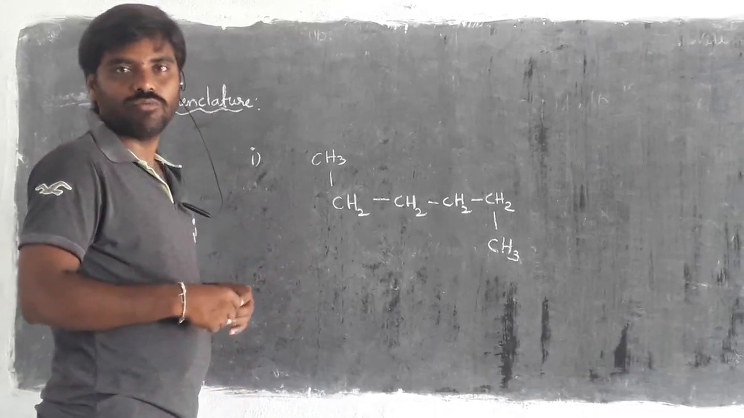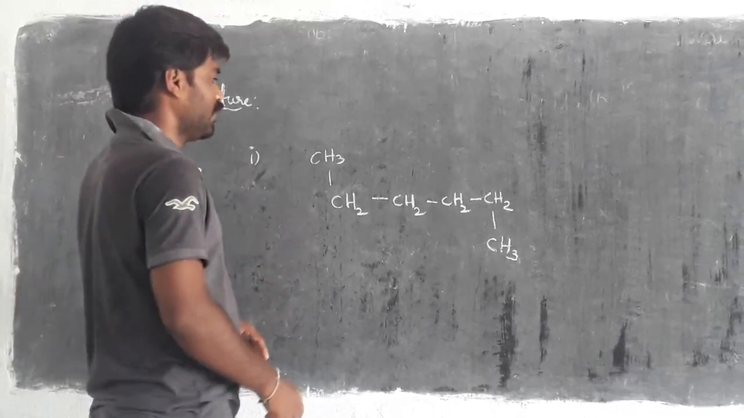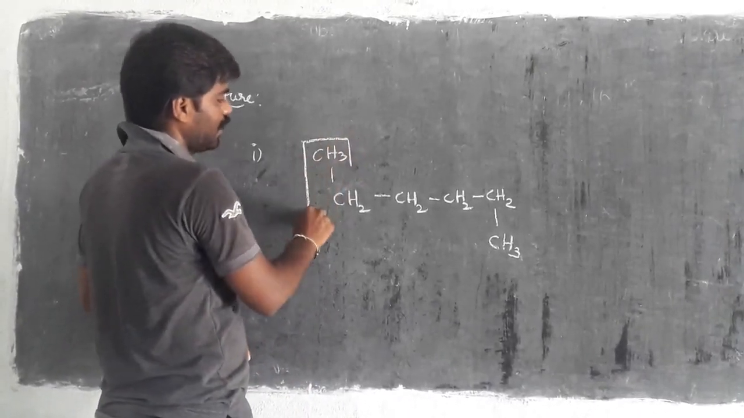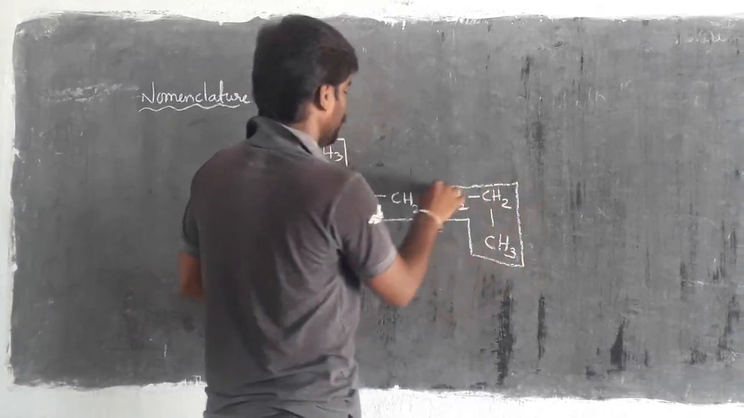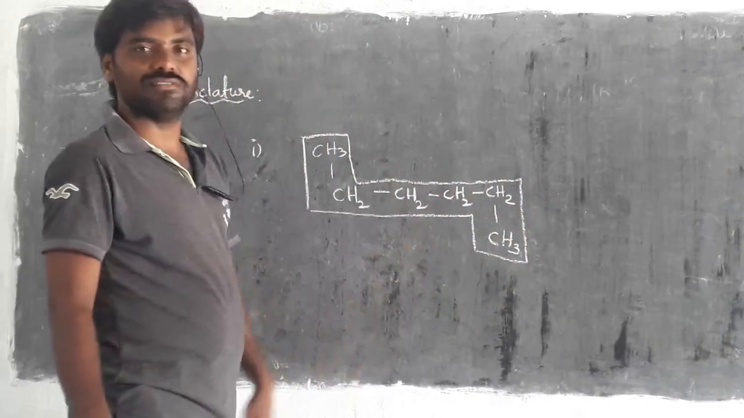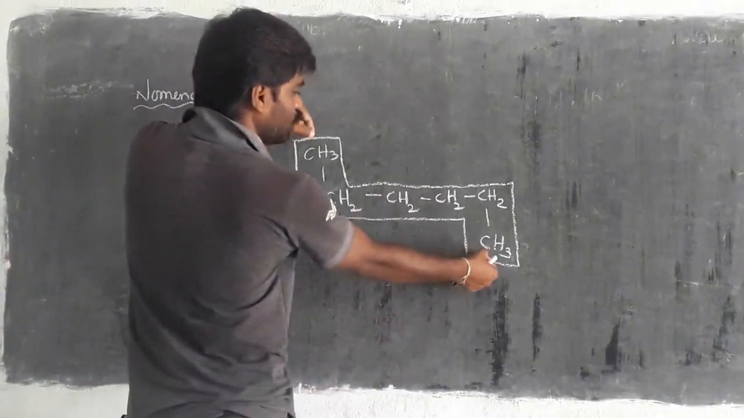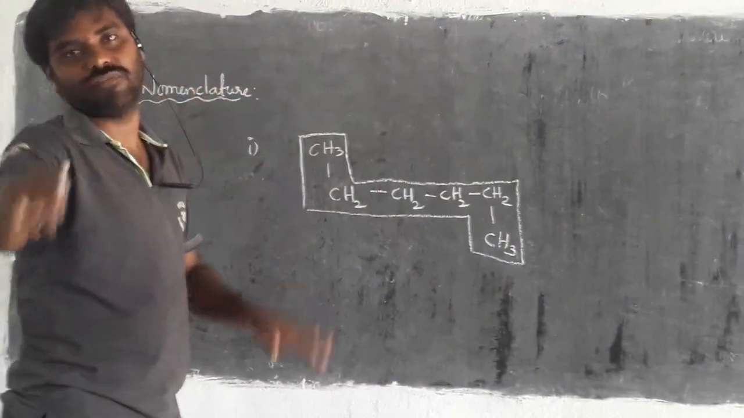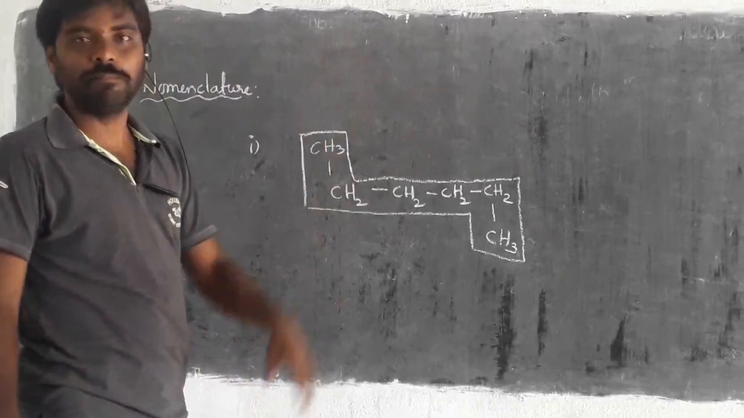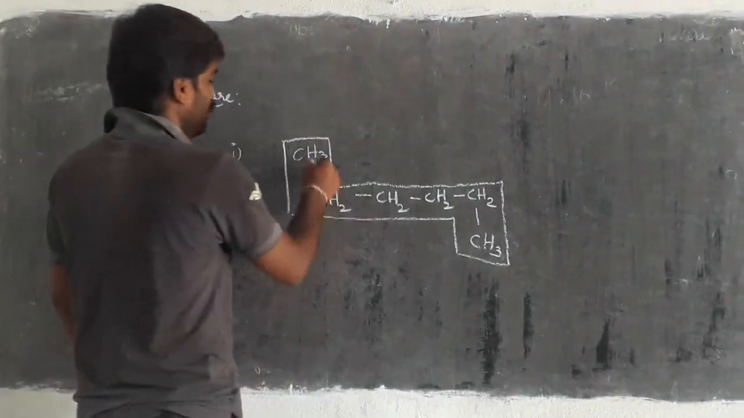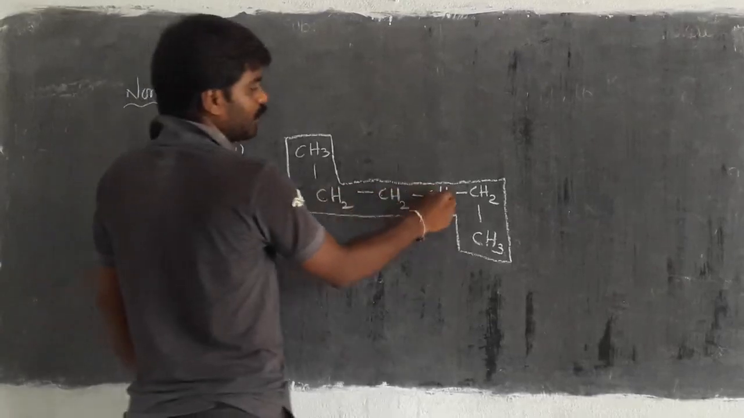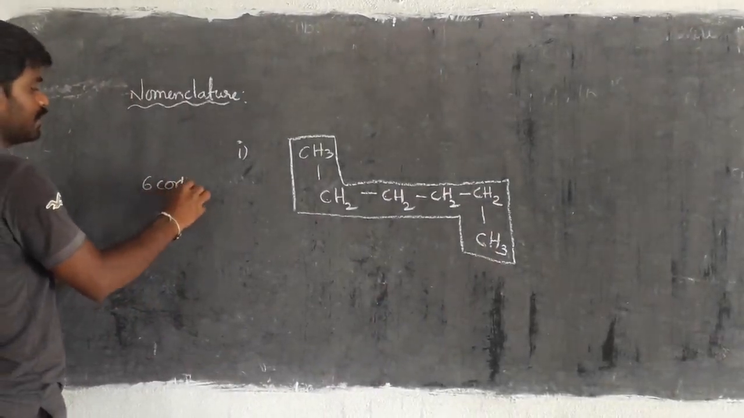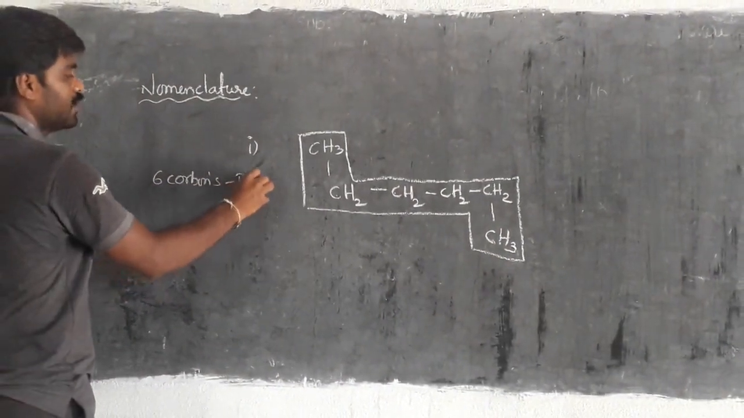Then how to give the name? First we have to select the parent chain. The parent chain we have to connect like this. All carbons are in the parent chain, because when you take the two ends and go straight, it should appear like a linear or straight form. For that, all should be in the parent chain. Then how many carbons are there? 1, 2, 3, 4, 5, 6. 6 carbons are there. Write it on one side.